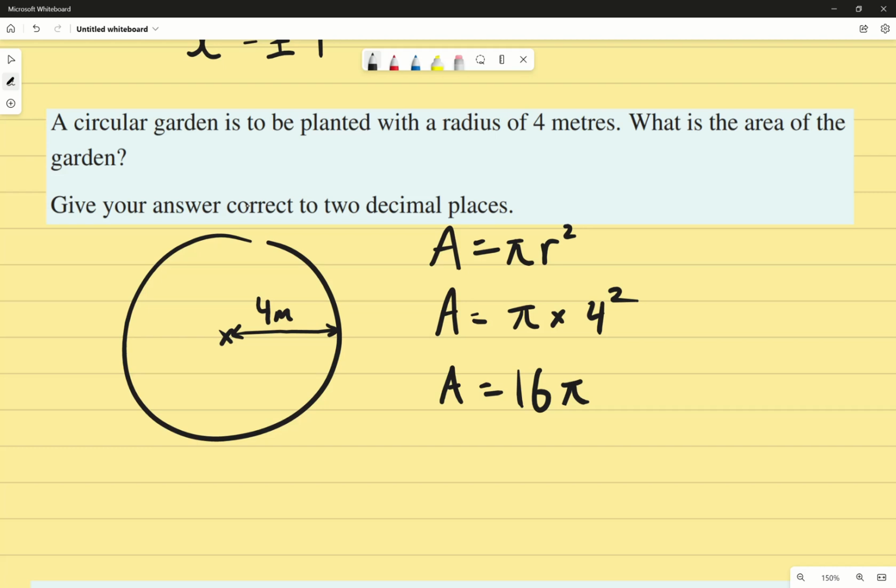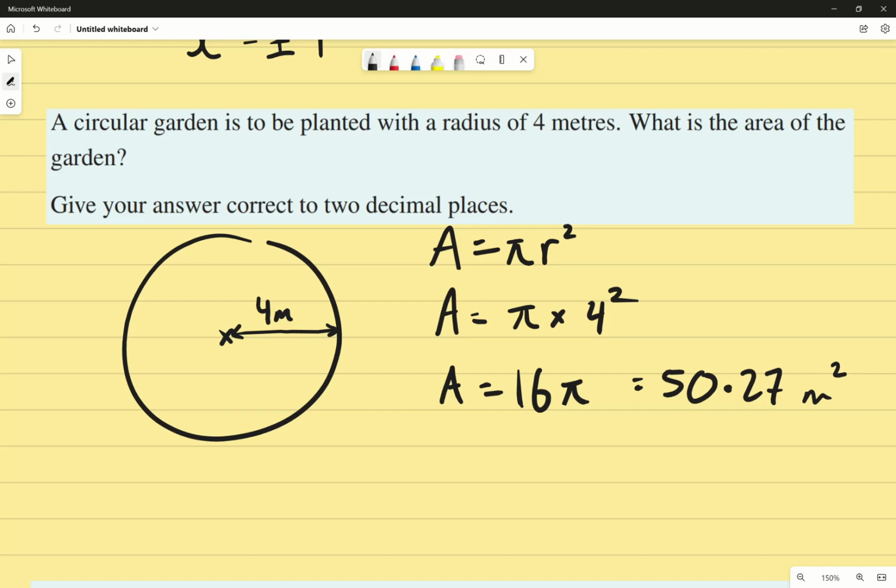16 times pi, to give us an answer, and we have to change that to a decimal, 50.27. Are we done with that? Happy? Meters squared. Thank you. Meters squared.